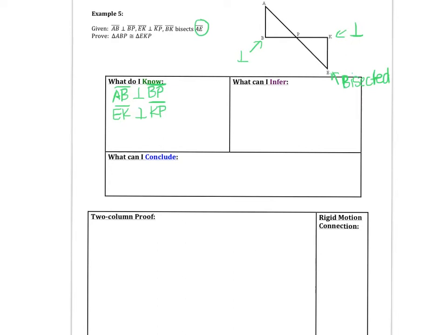Alright, so I really can't draw any markings in yet, so everything else is going to have to come from my inferences, because I'm not told directly that any angles or sides are congruent. So what can I infer? Well, I can infer that that's a right angle and that that's a right angle. So I can say that angle B and angle K are right angles. And I know that because that's the definition of perpendicular.